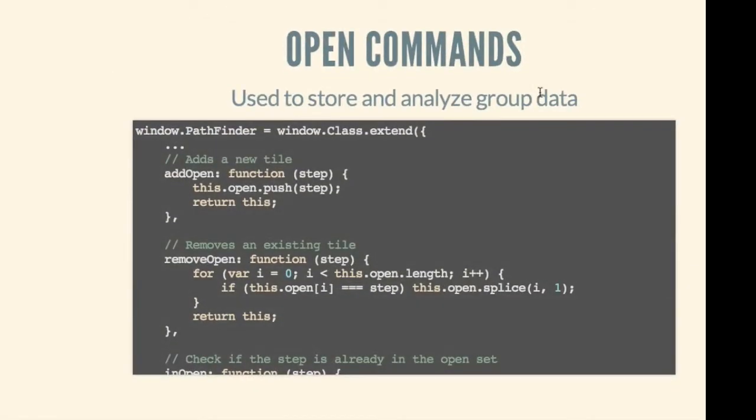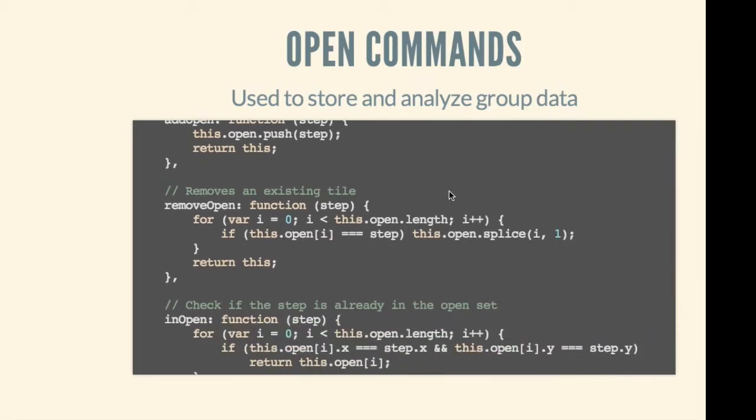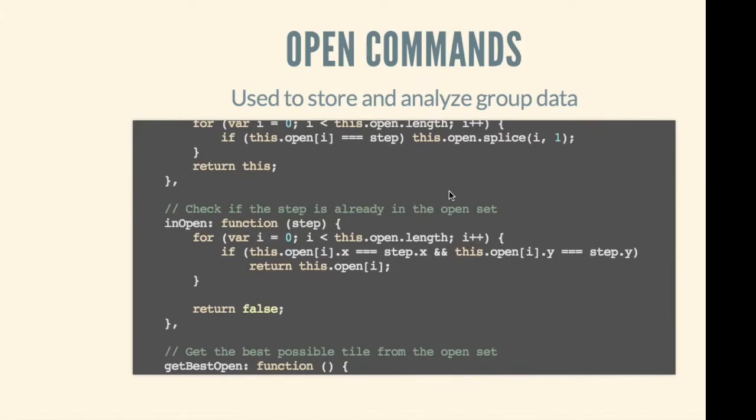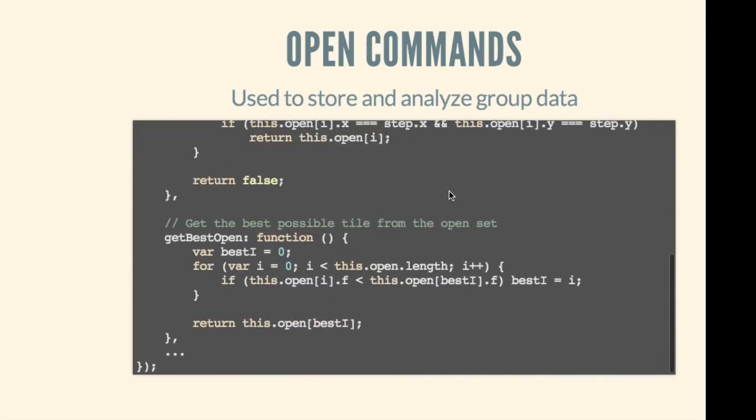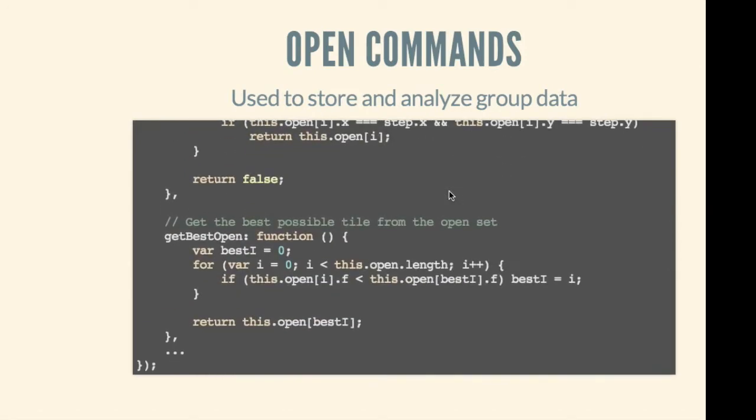Then for the open commands, we have add open, which does the same thing as close. We have remove, which will strip out the item that we currently have from the open stack. An int open check just to see if it's in there. And here's the important one that's a little different from closed: you want to get the best possible open in our stack. So when we loop through that open data, we need to find whichever one has the absolute lowest cost possible and send that back immediately.